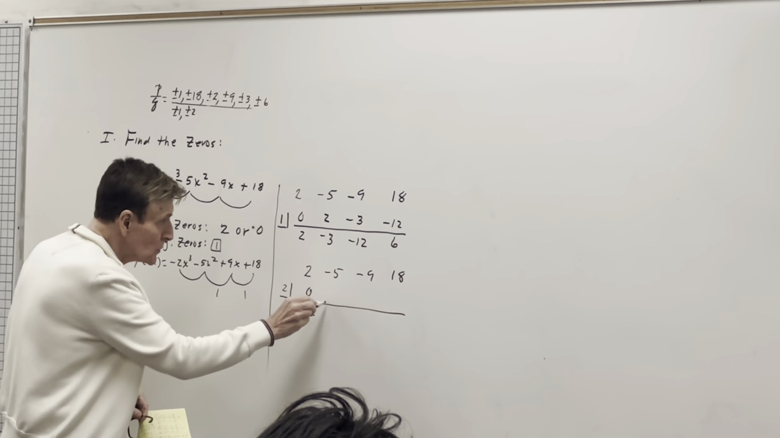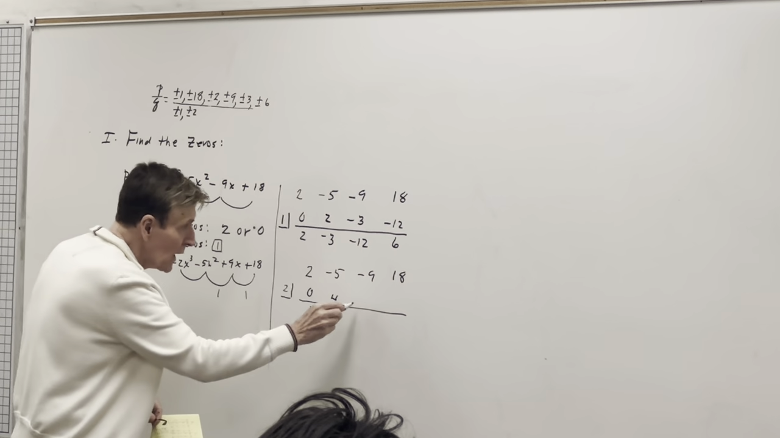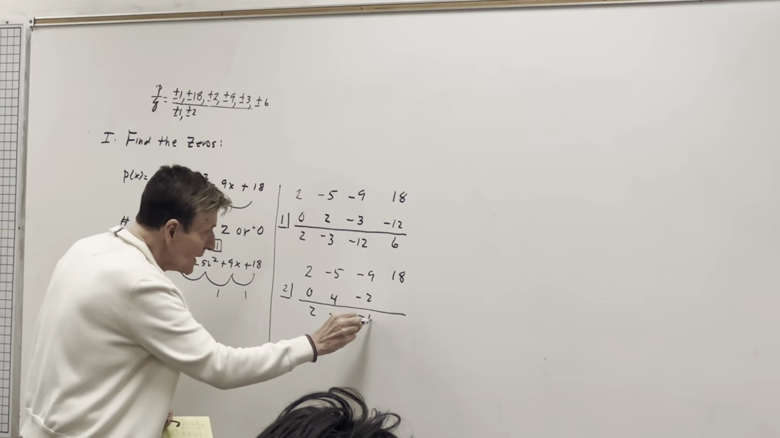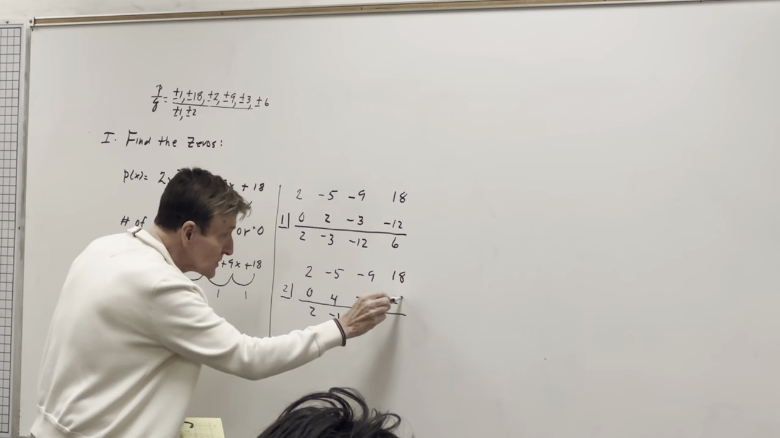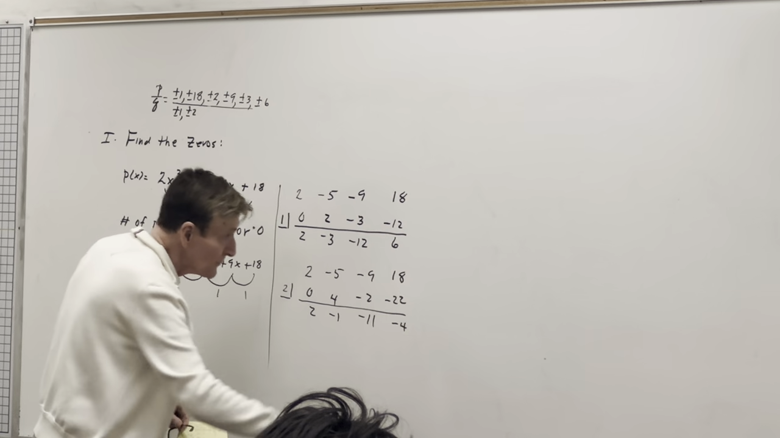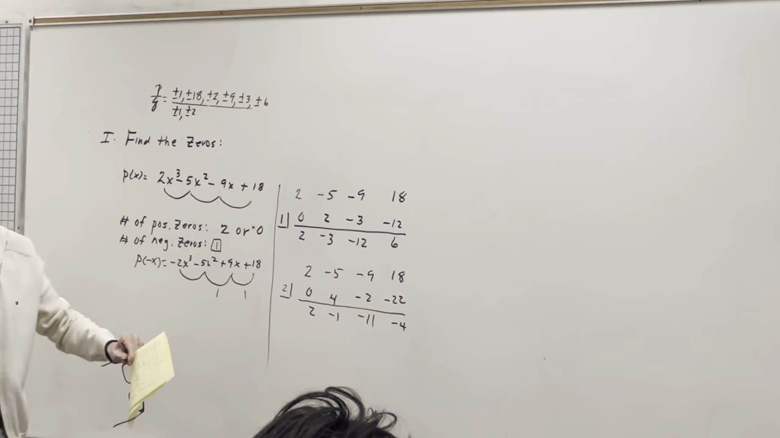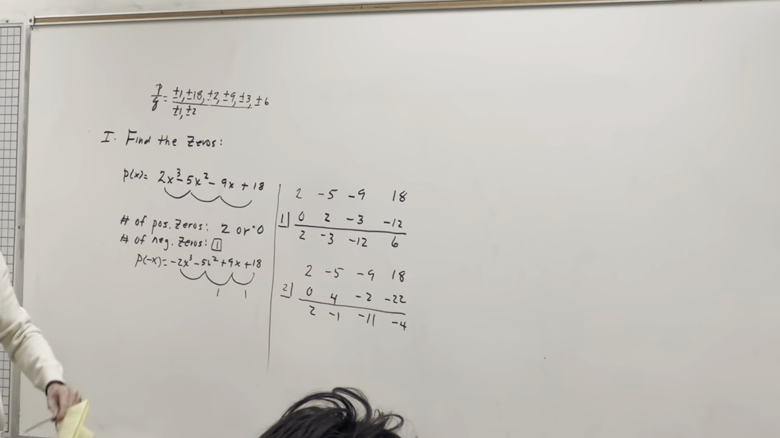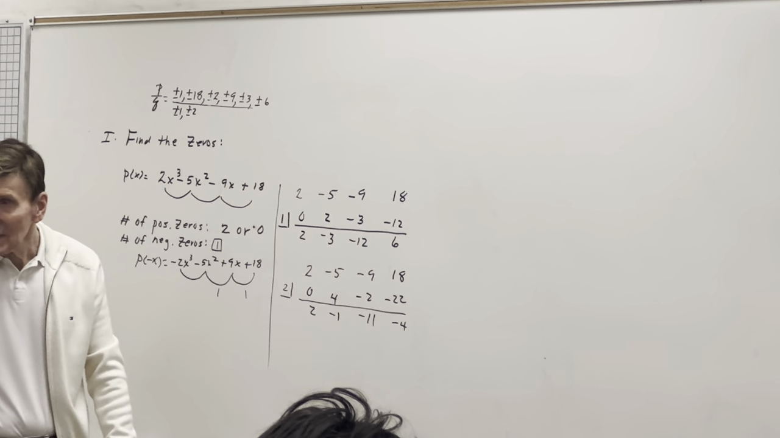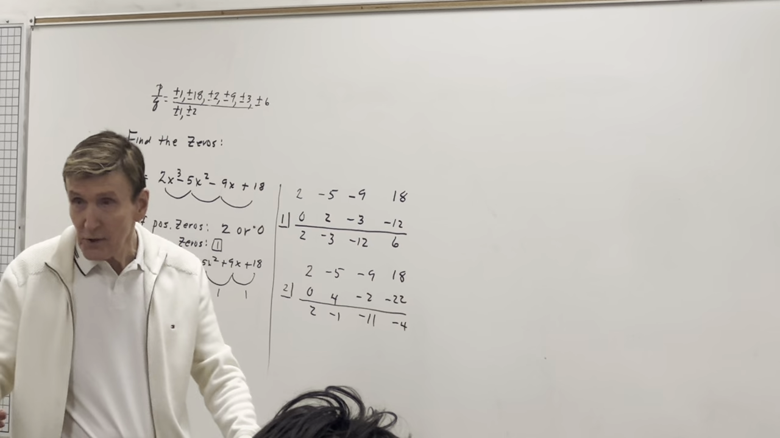0, 2, 4, -1, -2, -11. I think it's a -22. I did it quickly. I got a -4. Is that true? I did it quickly. Darn it, it didn't work. Did it? And then you're going to start getting frustrated.